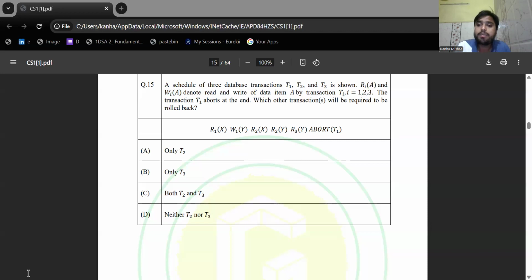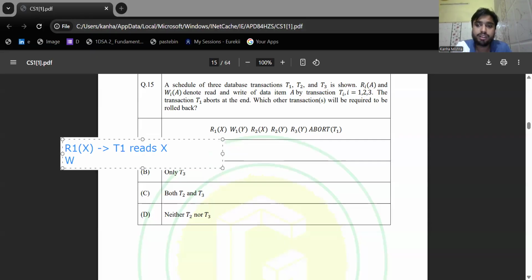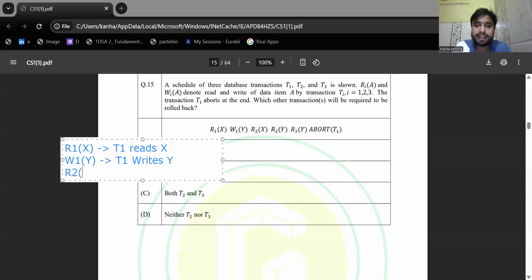We do cascading rollback in order to have consistency of data. Okay, so let's understand the whole thing again. Now, the schedule given to us is R1 of X. Let's write that basically. So R1(X) is given. This means T1 reads X. Then W1(Y) is written. That means T1 writes Y. And R2(X) is written. That means T2, transaction 2, reads X.